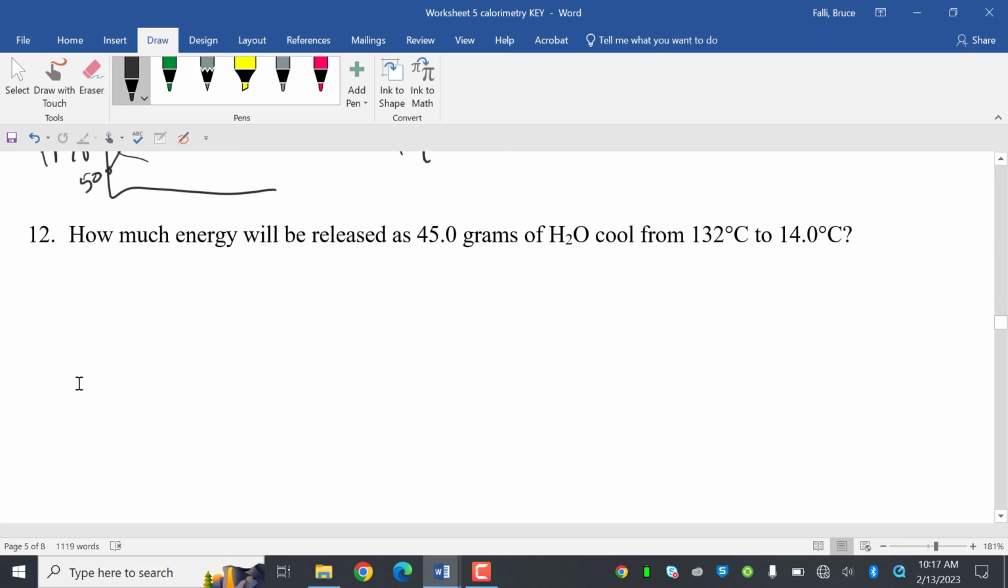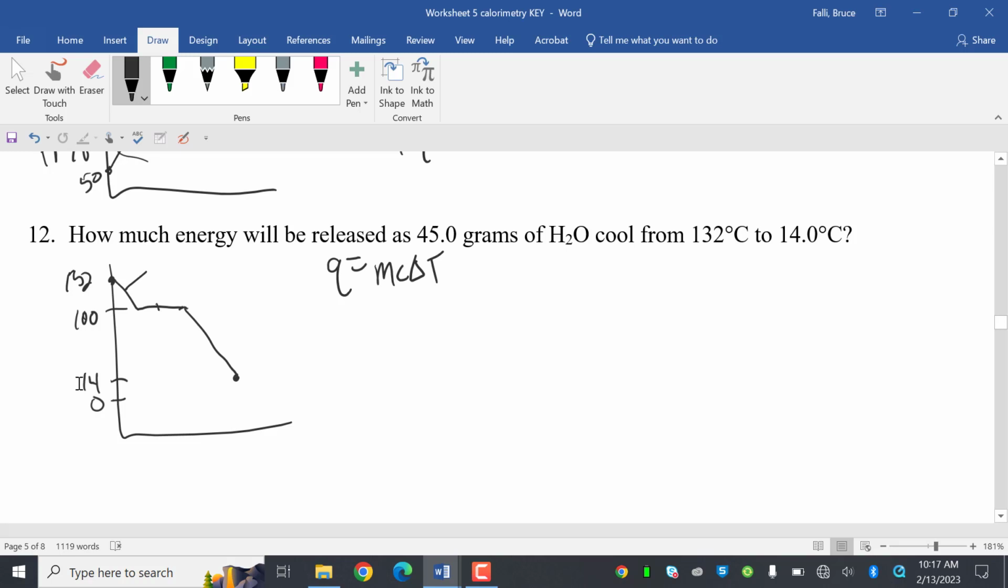How much energy will be released when 45 grams of water cool from 132 to 14? So I'm starting at 132 and I'm going down to 14. I have 3 line segments, so I have Q equals the first one, MC delta T, the next one, plus M delta H. Okay, so I'm at the high boiling point, right? 132. This is condensing, so I've got a gas, plus last part right here, MC delta T.